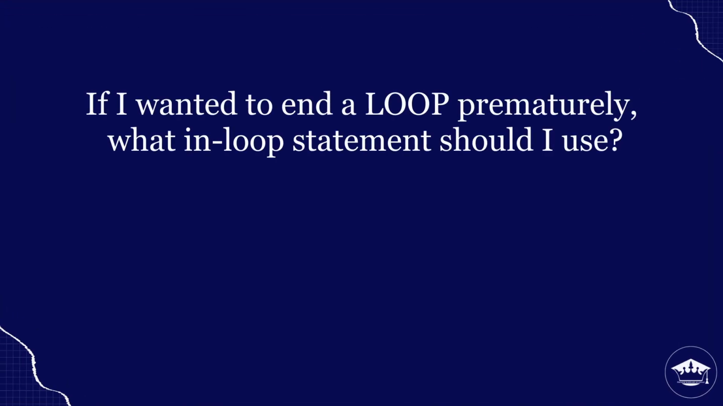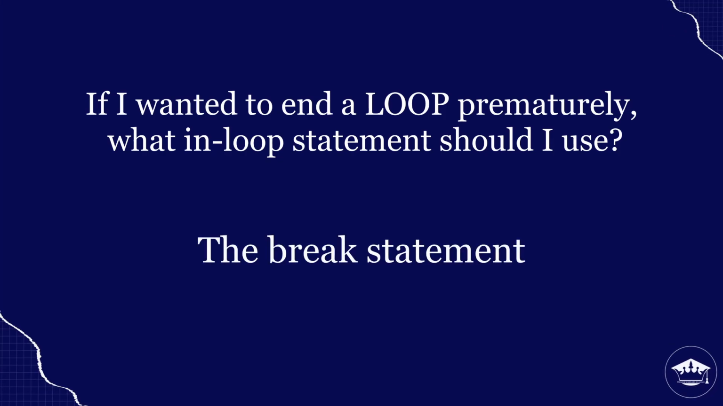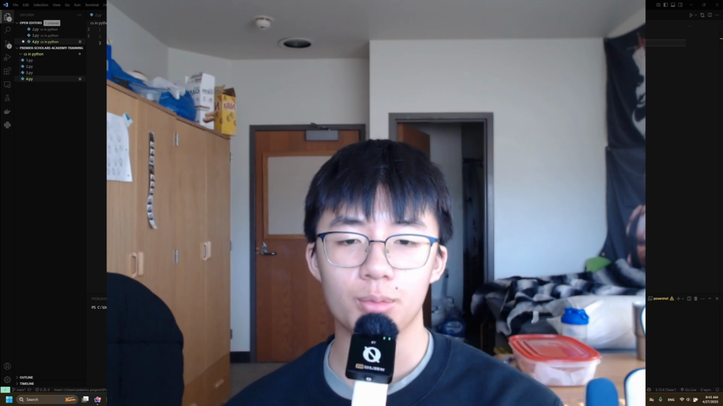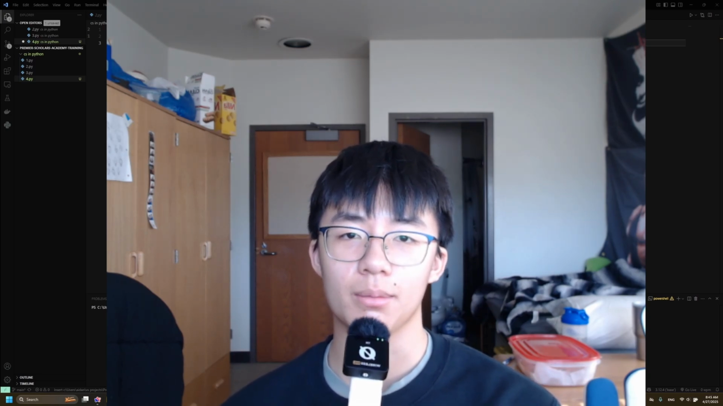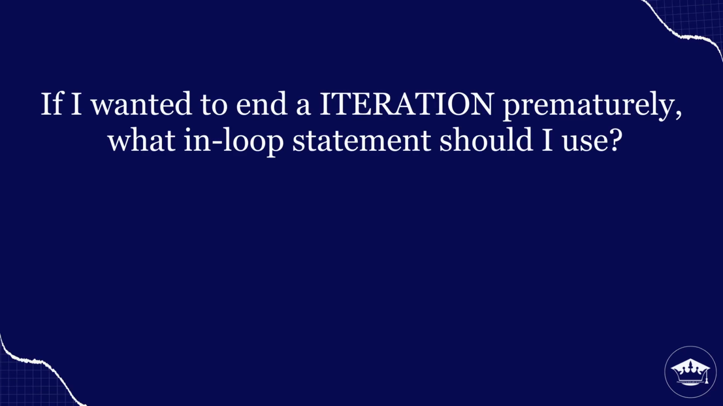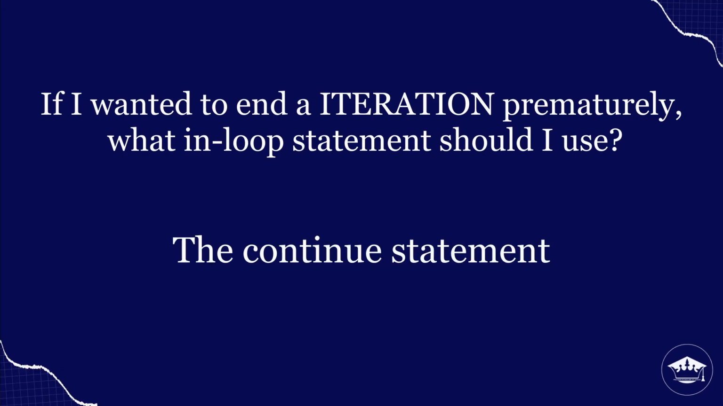Question 3, if I wanted to end a loop prematurely, what in-loop statement should I use? The correct answer is break. Just think about it. Ending a loop prematurely means that you want to break out of it, which means that you would use the break statement. Question 4. If I wanted to end an iteration prematurely, what in-loop statement should I use? Ending an iteration prematurely means that we still want to be in the loop, but we want to skip whatever code there is left to run in the iteration. This means that we would have to use the continue statement.